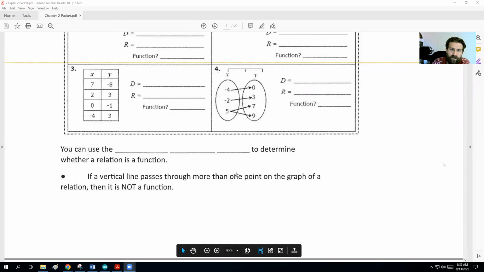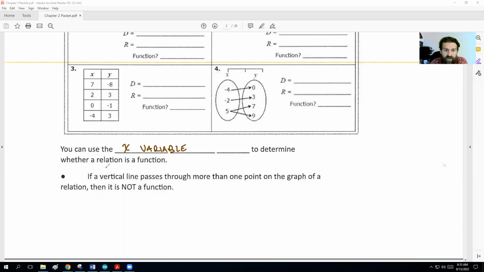So basically, you can use the X variable to determine whether a relation is a function, or we can use what's known as the vertical line test. That might actually be a better one to do. The vertical line test is what we're going to look at next on a graph.